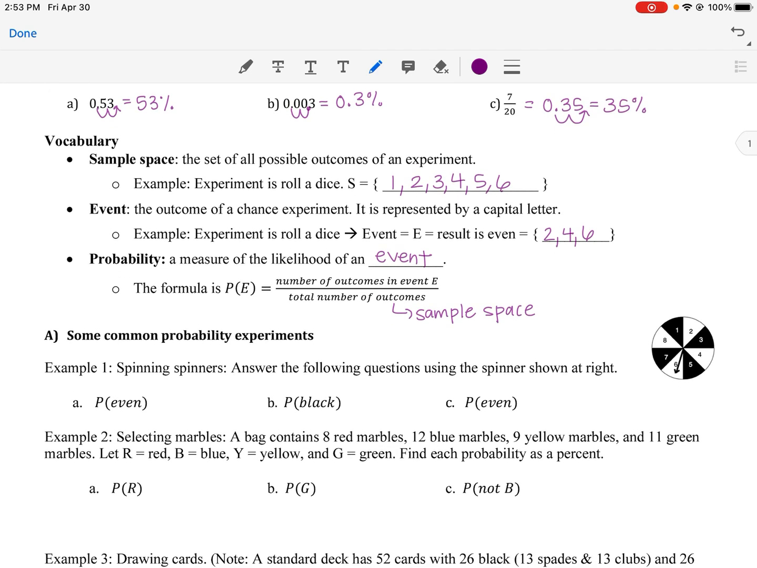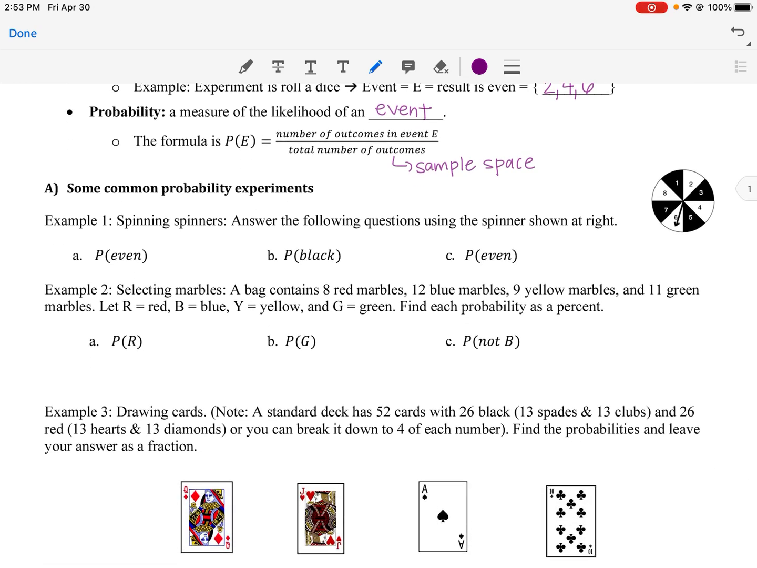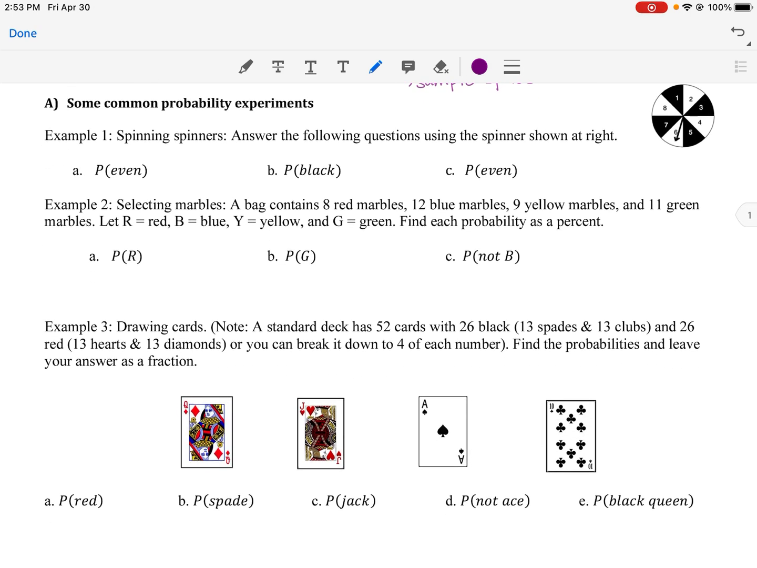Okay, so let's go ahead and start at the beginning here. Some probability experiments. First, we've got spinning spinners. Answer the following questions using the spinner at the right. Notice we've got numbers 1 through 8. We also have white and black that we're landing on. If we're looking at the even results, 2, 4, 6, and 8 would be the even results. There are 4 even numbers out of the total of 8 possibilities here. So we have 4 out of 8.